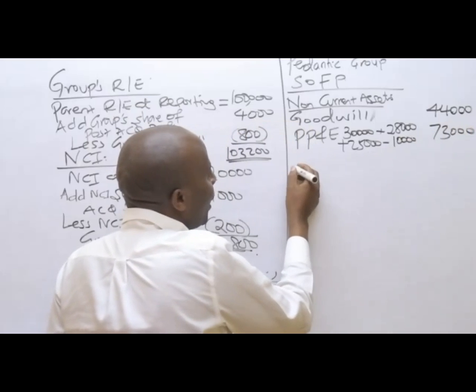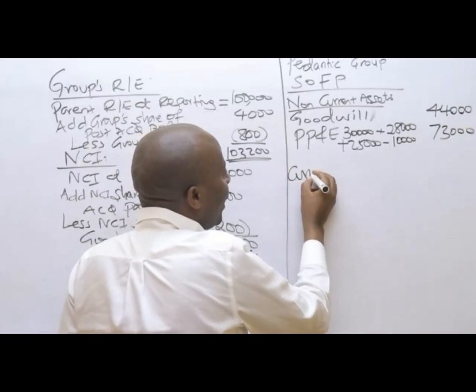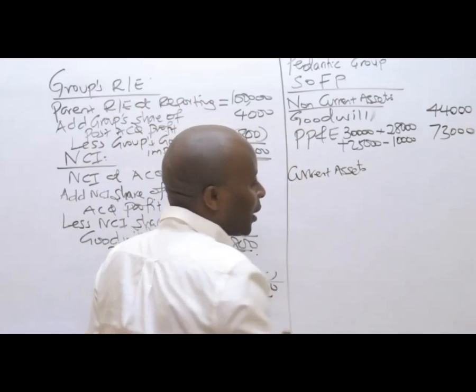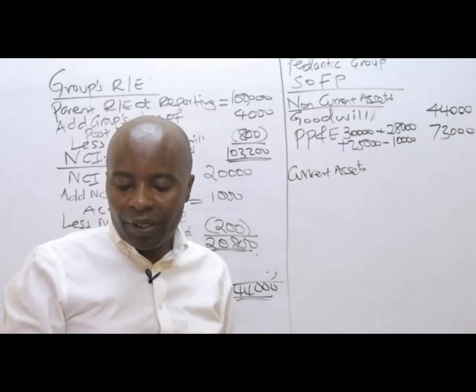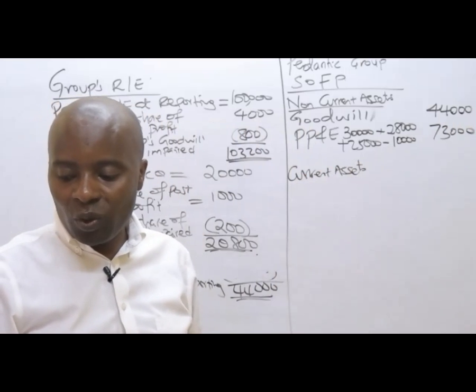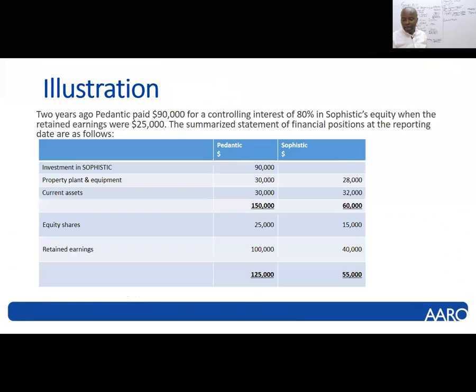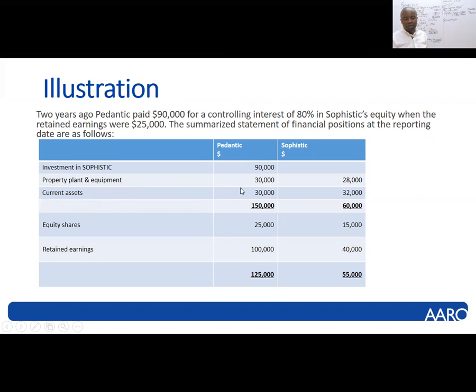From there, ladies and gentlemen, come and give us the current assets. The current assets, have they given me classes like inventory, etc.? Let me check the question. So the current assets, ladies and gentlemen, that I can see, they have given this to me as a block. So no problem. I'll come and talk of current assets. We have 30,000 plus, ladies and gentlemen, we have 32,000.